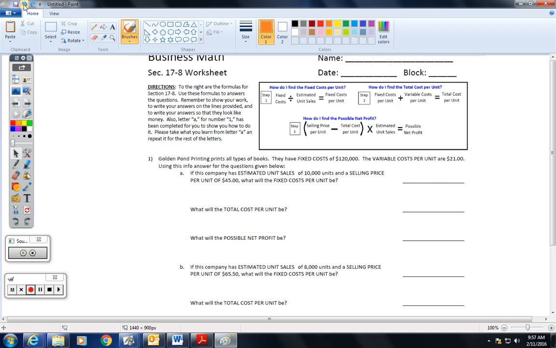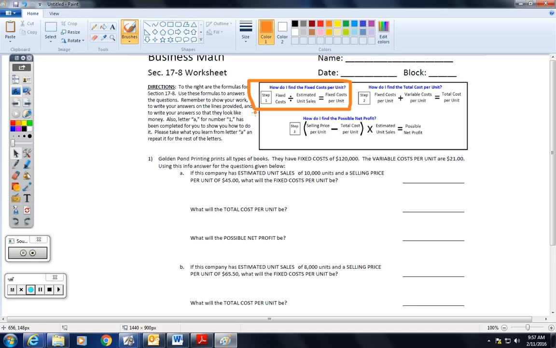To help us get going, we are going to be using 3 different steps. The first step helps us find the fixed costs per unit. Now you might be asking yourself, what's a fixed cost? A fixed cost is a cost that is going to stay the same amount, and it doesn't matter how many items they make. For example, if Golden Pond Printing is going to be printing books, they're going to have a factory building to print them in.